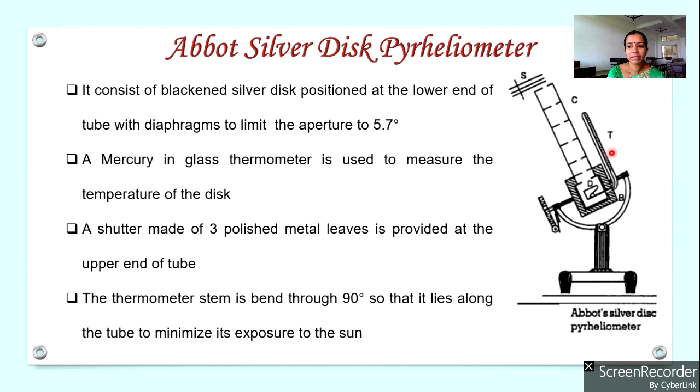So measurement can be done using this particular thermometer. And also there will be shutters made up of metal leaves. There are 3 shutters made up of metal leaves, and we can alternately open or close these shutters in order to allow solar radiation to fall onto the disc periodically. So in order to allow solar radiation periodically, we can open or close these shutters.